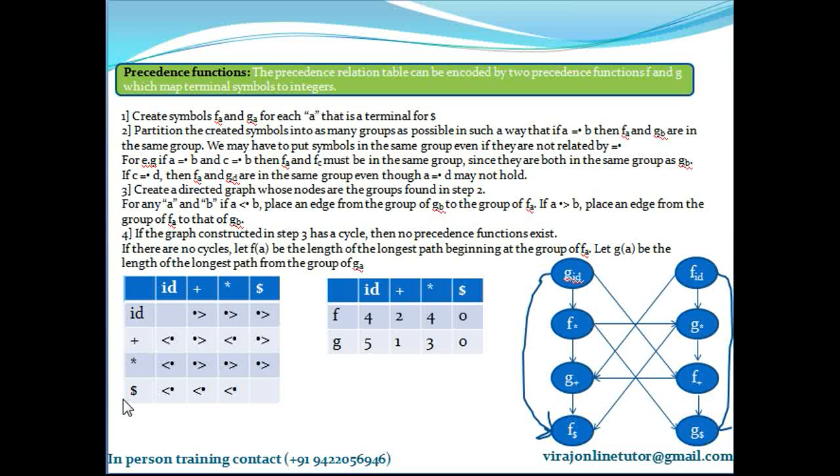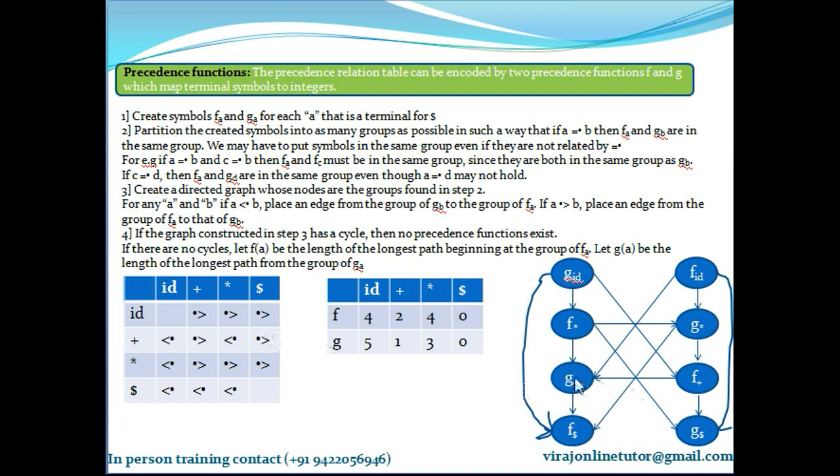If you just follow my two simple tips, your graph will be done. Always consider f on left, g on right, and always mark arc from greater than sign to less than sign. So over here, mark arc from f of id to g of plus. Over here, mark an arc from g of id to f of plus. With that, your graph will be done.